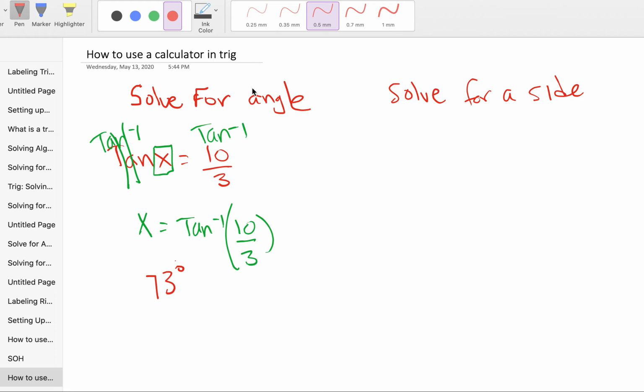So when we're solving for a side, things are a little bit different. In this case, x might already be by itself, or it might even be underneath a number.